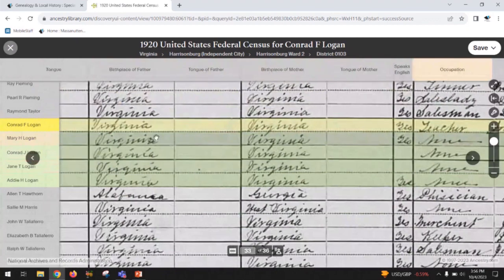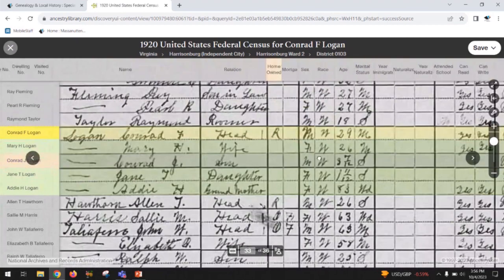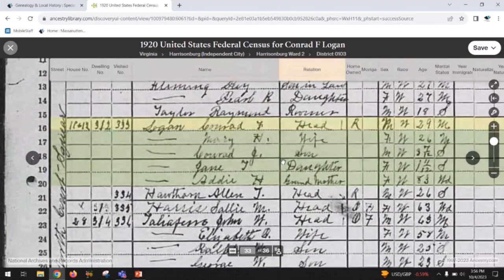So one other useful fact that we can glean from this record, presumably we know the names of his children already because we're acting like he's our ancestor, but we do find out that his grandmother was Addie H. Logan. Because her name, that's what this little dash means, is that the name's the same. So because her name is Addie Logan, we can probably assume that this is his father's mother. So we're going to jot that down in our notes.